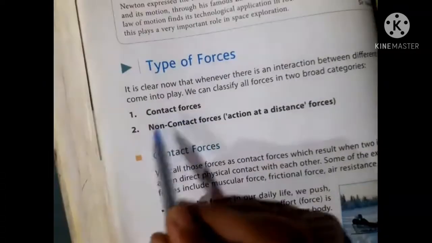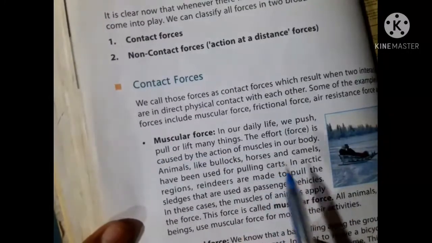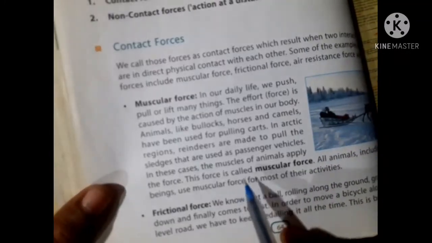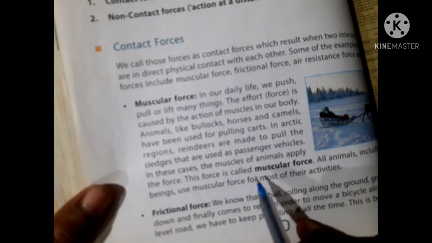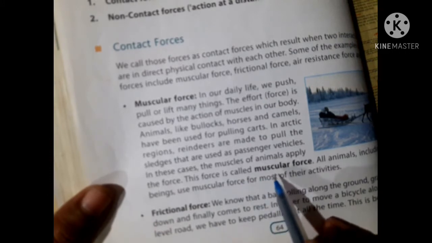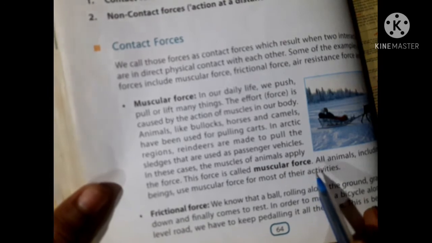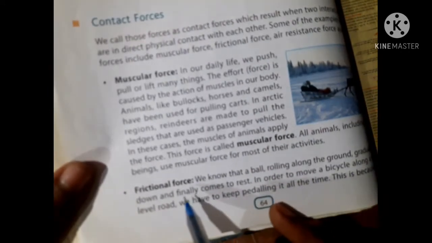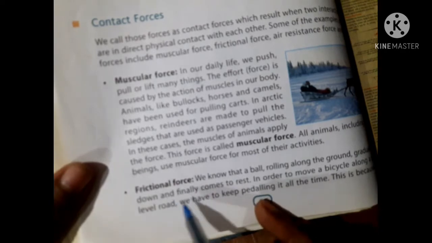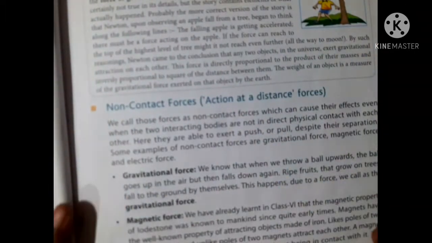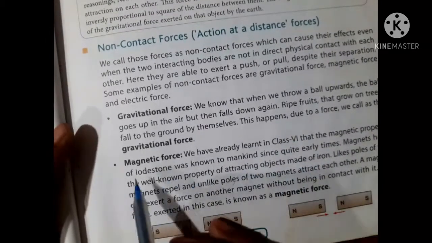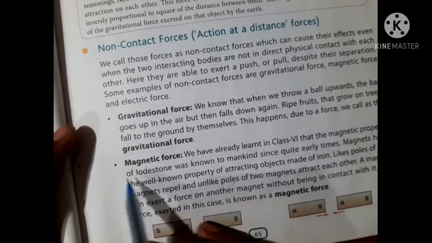Types of forces: contact force and non-contact force. Contact force, muscular force: force that arises due to the use of muscle is known as muscular force. Frictional force, I have already discussed. I will discuss this after this chapter. Non-contact force: gravitational force, magnetic force. You know, force exerted by a magnet is known as magnetic force.